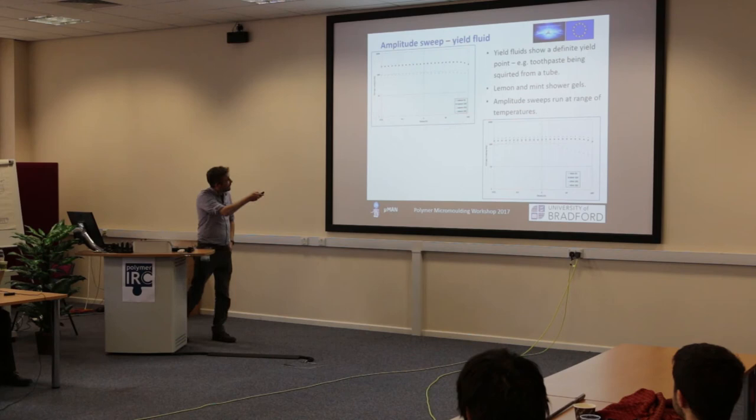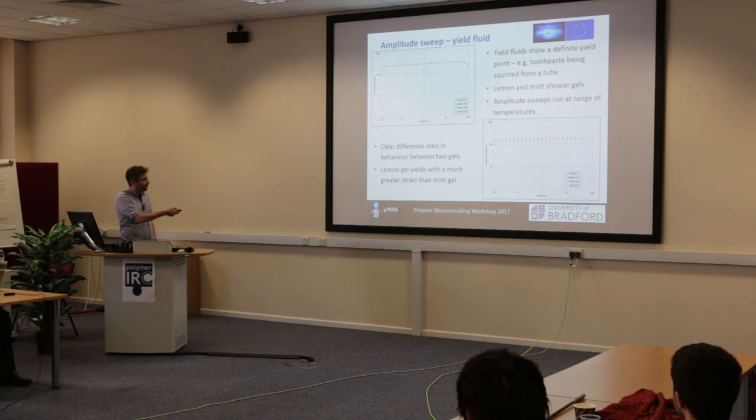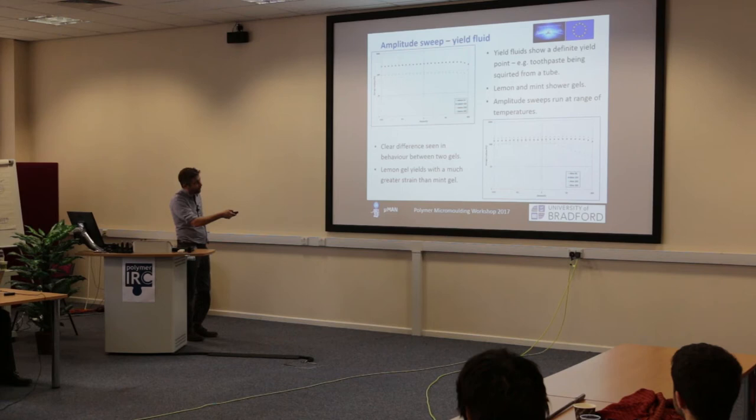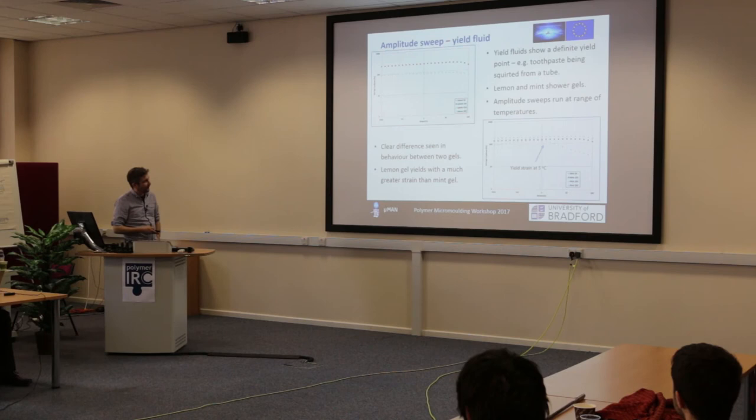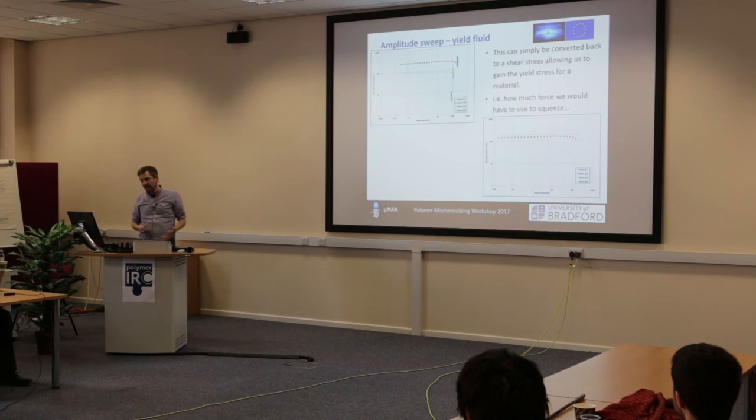But anyway, you can see the massive differences between the two gels. The lemon gel yields with a much greater strain than the mint, okay? So it's yielded at this point, whereas here, it's just starting to yield by the time you get to 100% strain. So there's an example anyway. Right, and we can convert that back into a stress, and then you can work out how much stress you need to apply to your shower gel to actually get it to come out, okay? And you want to design it so that people who are elderly or infirm, they can also use it in the same way. Okay, so you can work all of this out anyway.